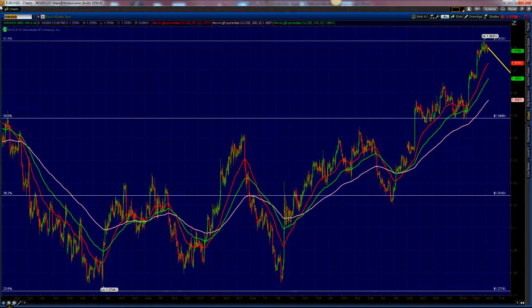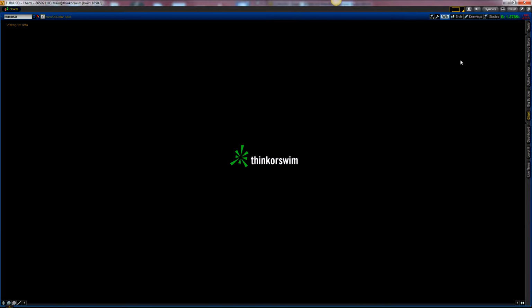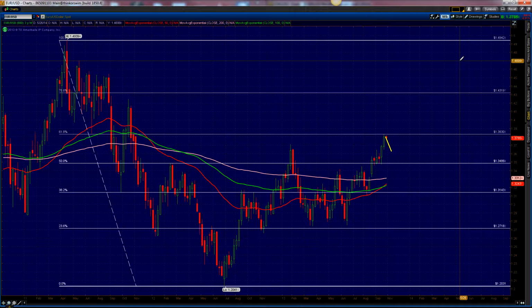Euro-dollar, 4-hour chart of euro. Alright, a little bit like a head and shoulders here, starting right under this 618% fib. Again, if you didn't watch that weekend webinar, I would recommend it. You can find it on our YouTube and Facebook pages. We are testing this major 618% fib.